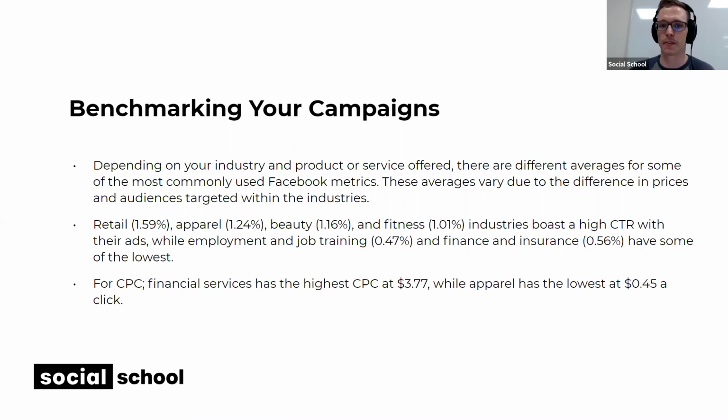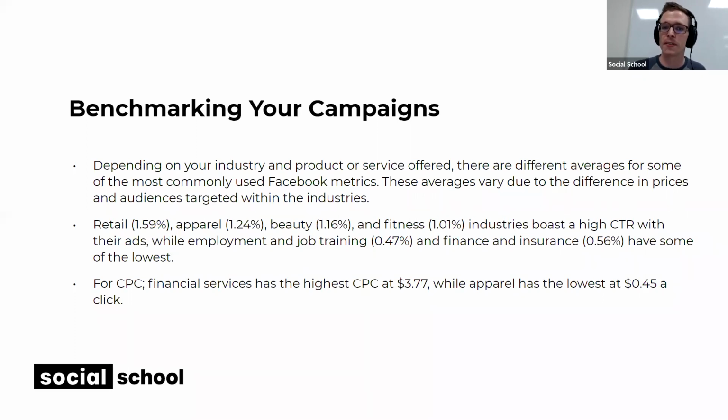But there are some that are super efficient. It's basically like Facebook is where they should be. Travel and tourism, fitness, beauty, apparel, these should all be on Facebook. Facebook's like their home. So retail, we find there's about a 1.59% CTR on average. Apparel, we see about 1.24. Beauty, we're seeing about 1.16. Fitness is about 1%, right on the dot.